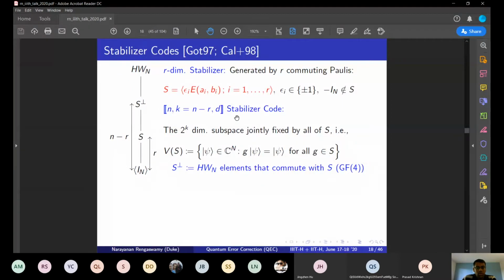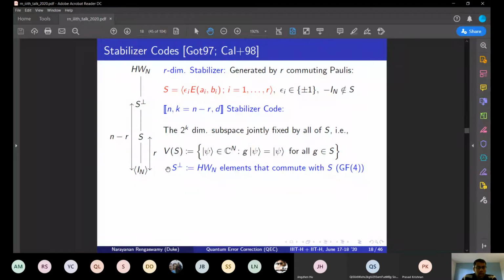Okay, and then how is a code defined? So a code is defined as the subspace which are the +1 eigenvectors of all the elements of the group. So that's how we define the code. So it's the +1 eigenspace, or the space fixed by every element of the group.